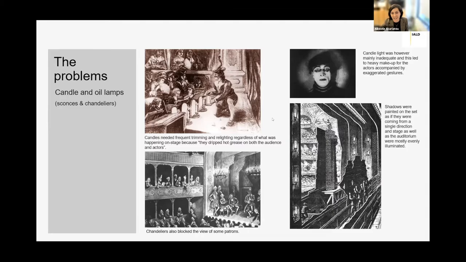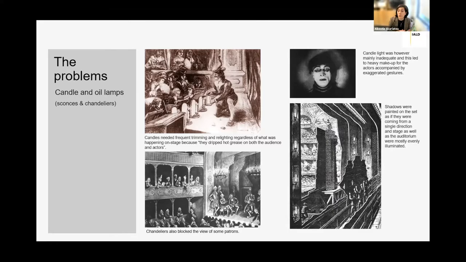Also, the chandeliers were hanging from the ceiling, trying to illuminate as much as possible. And we all know the inverse square law: the further away the light, the worse the lighting. So they had to be close to the stage. And the closer they were, the more of an obstacle they were for some of the patrons of the theater. So yes, chandeliers were an obstacle. They were dripping hot wax on the people.